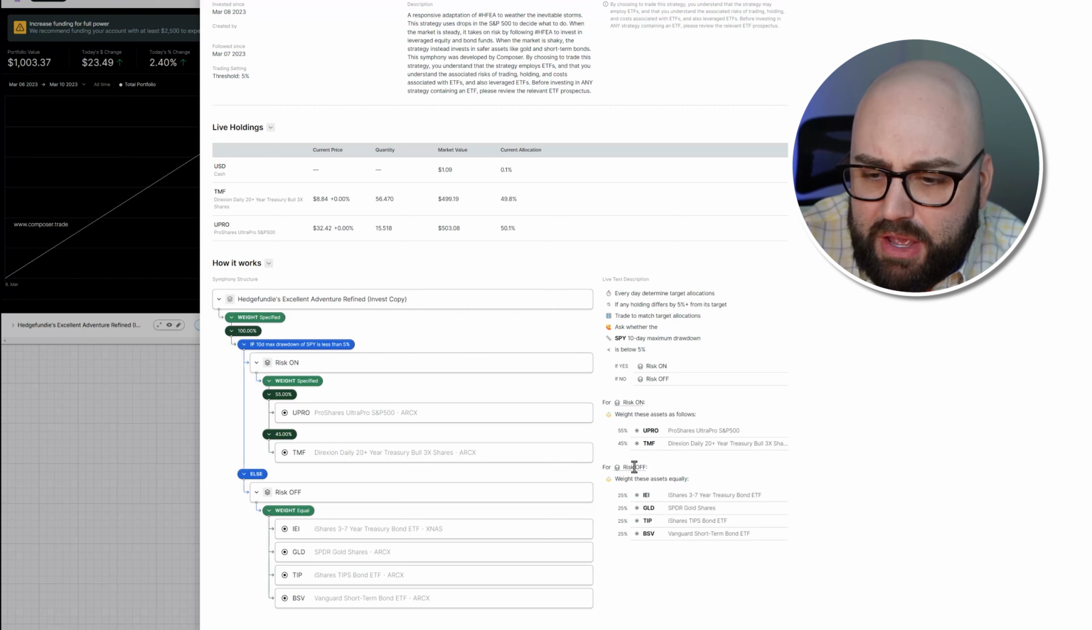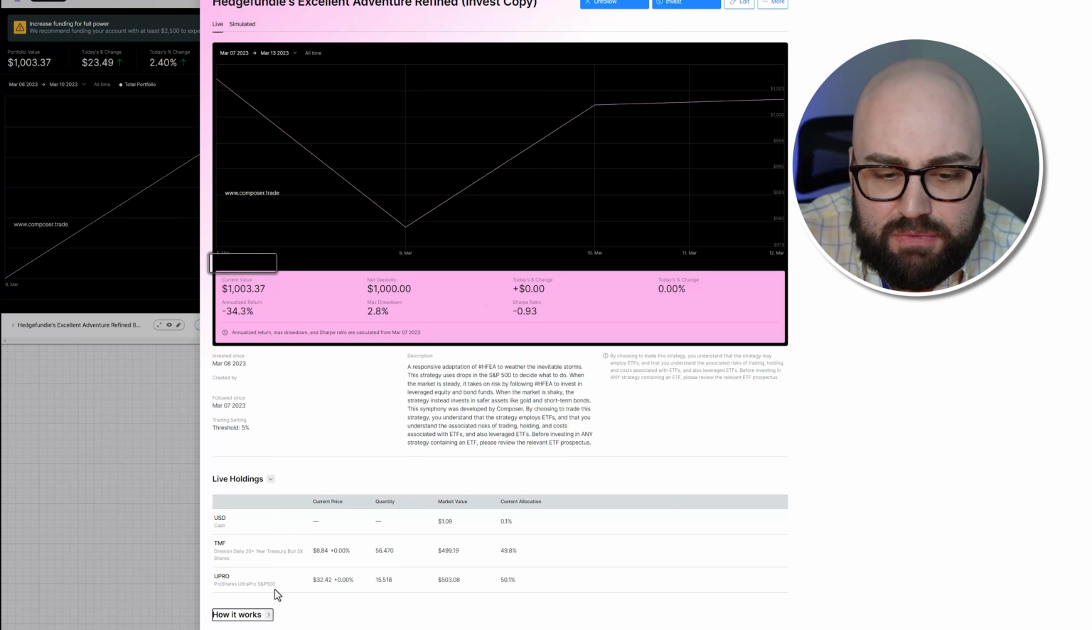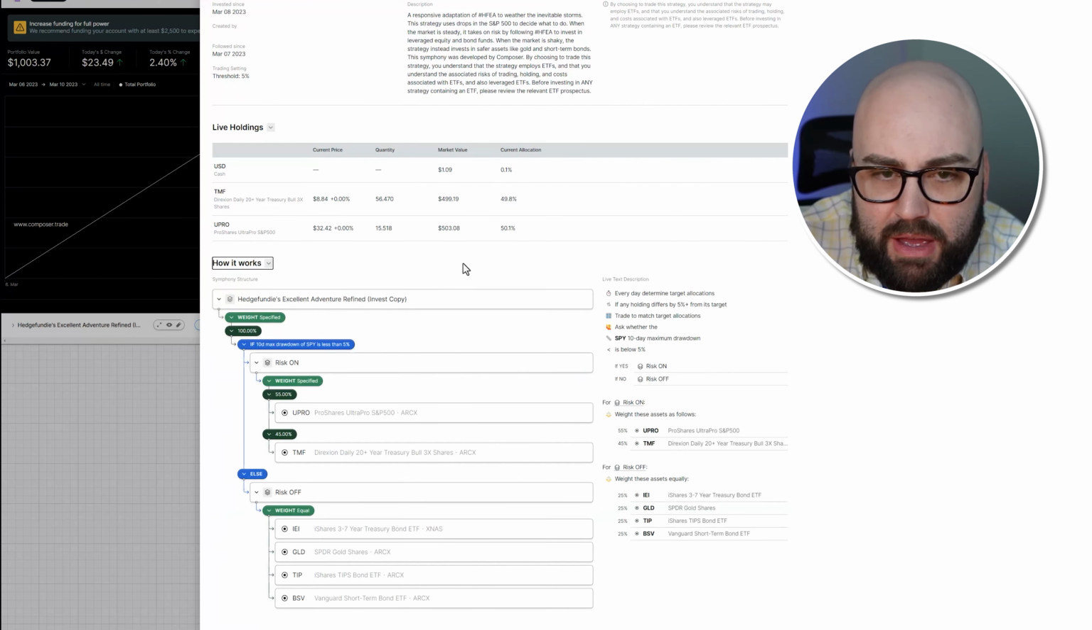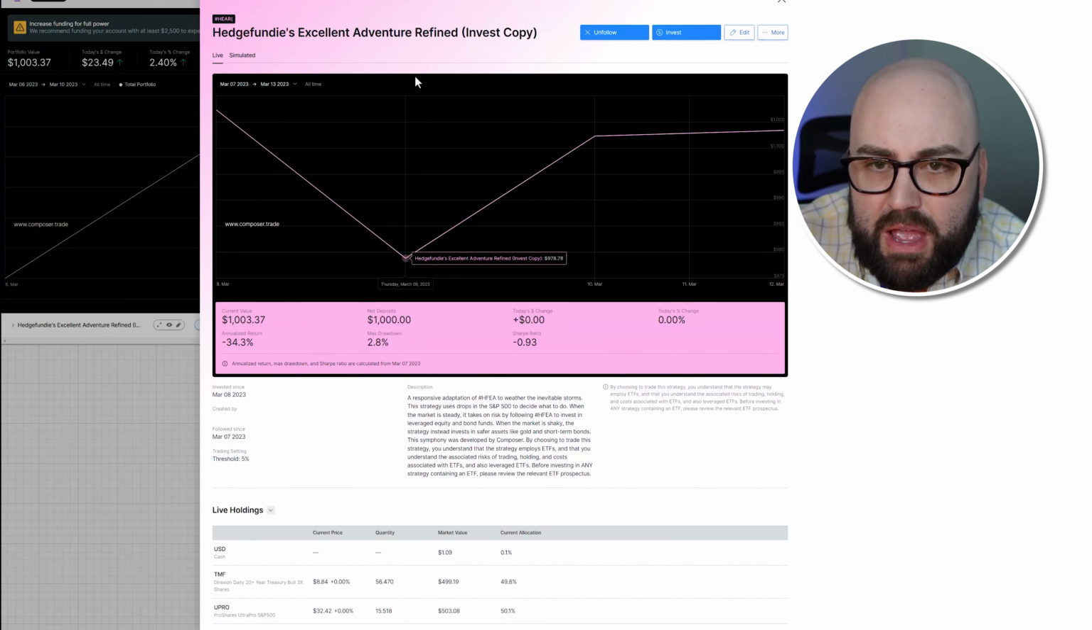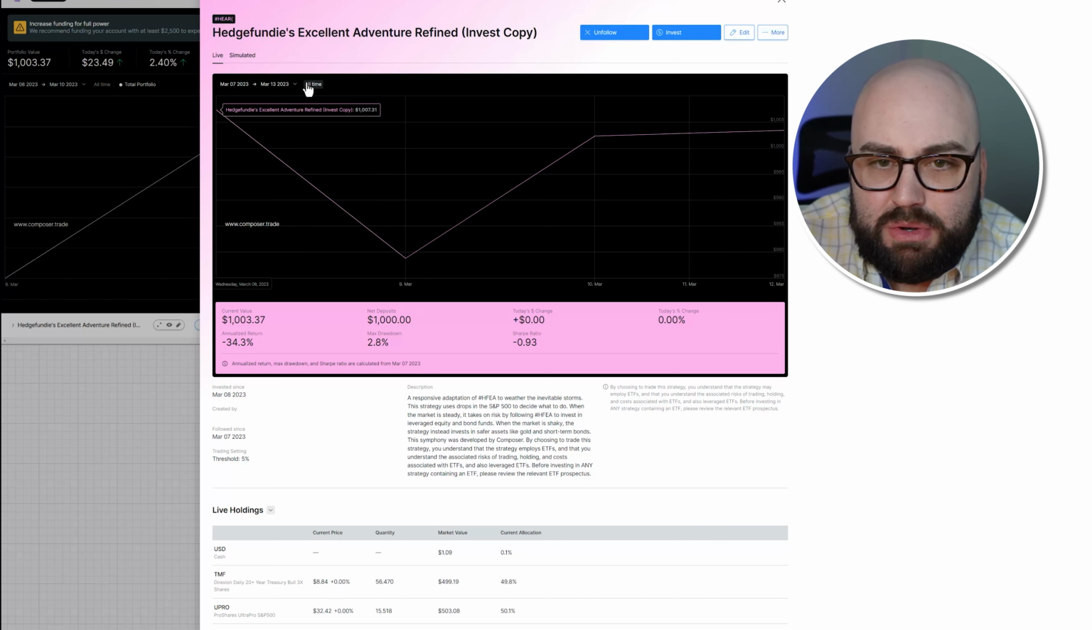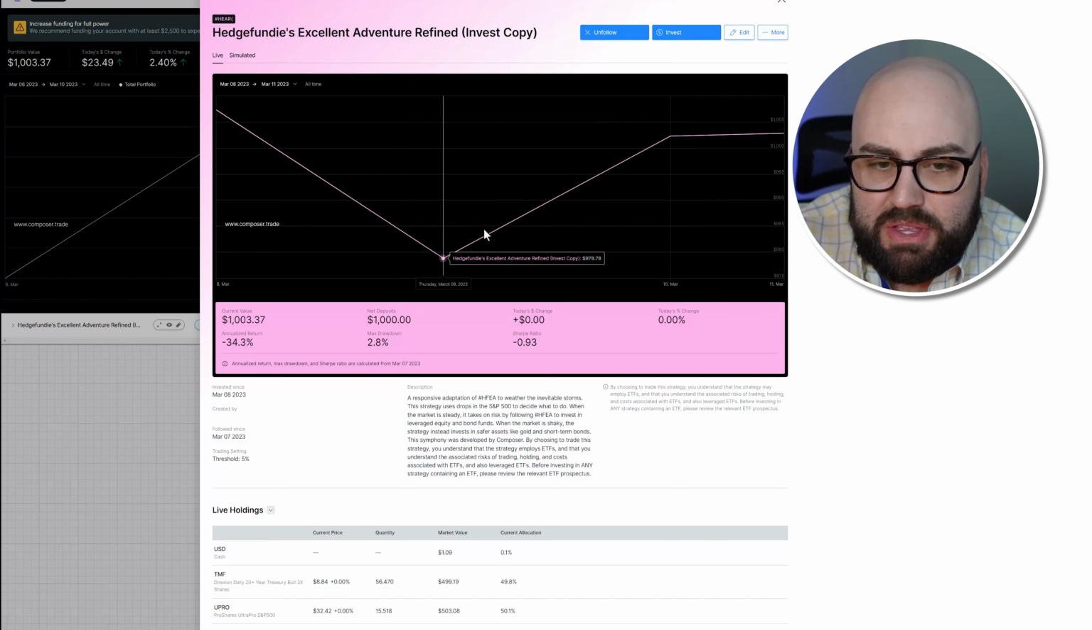For risk on and risk off, you've seen what it does here. What I like about this is it's very simple and very easy to read. You can see what's going on here. And then you can actually go into backdating and see what it's done over all time. And this is for mine here.